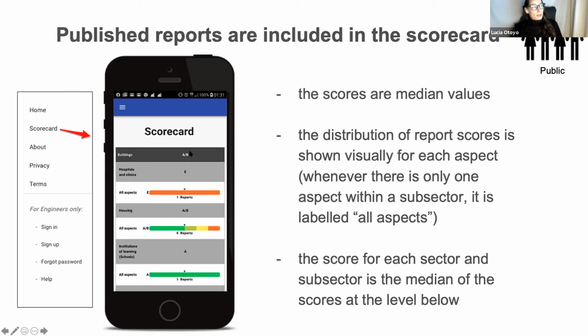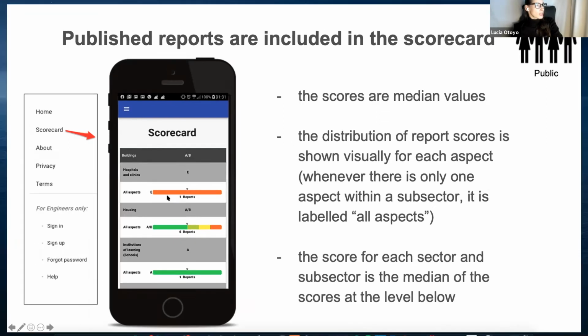So the sector grade is calculated as a median of its subsectors. So the E, A/B, and A are added together and we calculate the median. So that's why the sector grade is A/B, because it's the median of the E, A/B, and the A. So that's how it's calculated.